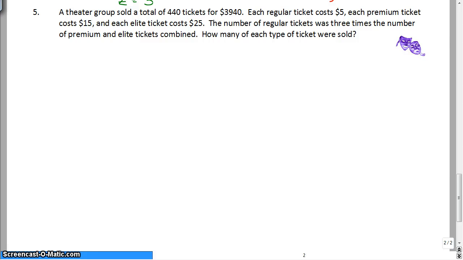All right, word problem day with systems. We're going to go back to the last day's notes. There was a word problem at the bottom. I just figured we would do all the word problems together.